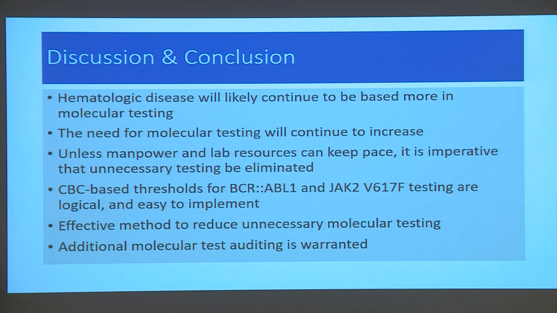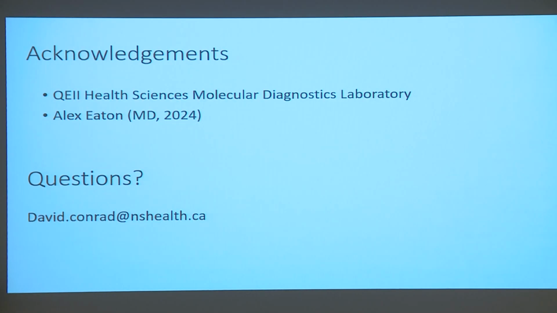So unless manpower and lab resources keep pace, what else could we possibly do but try to reduce the number of unnecessary tests that are coming into the lab? Fortunately, so far, and perhaps it's only going to be BCR-ABL and JAK2 that are this easy, CBC-based thresholds are logical and they are easy to implement. It's an effective method to reduce unnecessary molecular testing, and I do believe that the rest of our molecular test menu needs to get a close second look, because further auditing is warranted, and we may be able to identify additional opportunities to improve the way our molecular lab works.